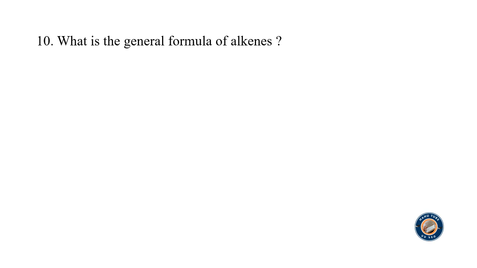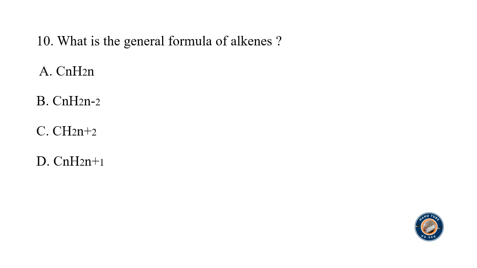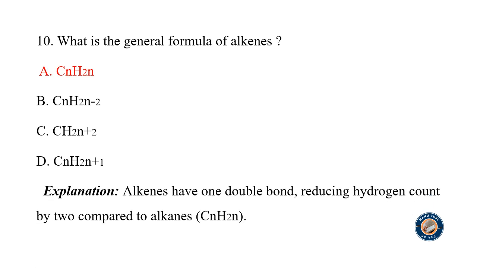Question number 10. What is the general formula of alkenes? A. CnH2n. B. CnH2n-2. C. CnH2n+2. D. CnH2n+1. The answer is CnH2n. Alkenes have one double bond, reducing the hydrogen count by 2 compared to alkanes, hence CnH2n.